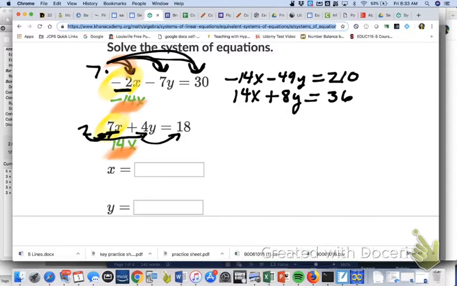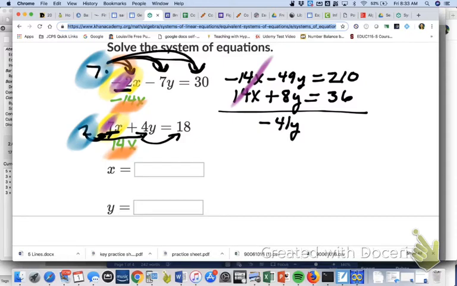Again, just in case you're still wondering, why did I multiply the top by 7 and why did I multiply the bottom by 2? The reason is that I looked at my x's and said, okay, it's pretty easy to turn a 2 and a 7 into 14, so that now I can combine my like terms and they will cancel out. As you can see, now my x's are going to cancel. Negative 49 plus 8 is negative 41y. And then 210 plus 36 is 246.